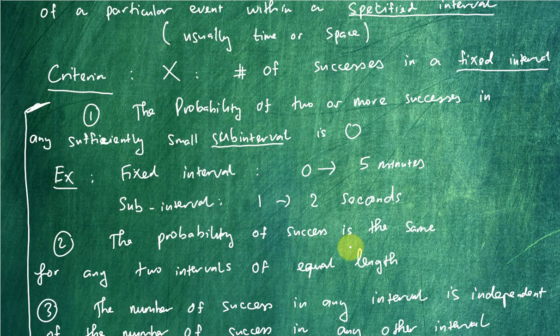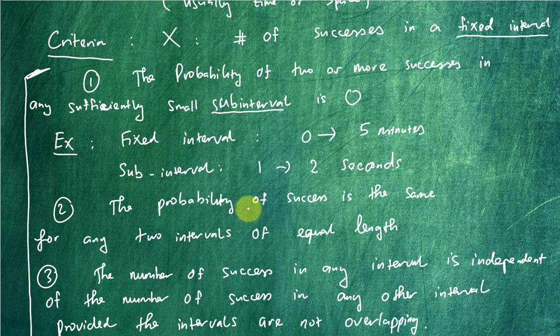And then the next requirement: the probability of the success is the same for any 2 intervals of equal length. So let's say that we have the interval from 1 to 2 minutes, and 2 to 3, and 3 to 4, and 4 to 5. Make sure that the probability of the success is the same for any 2 intervals of equal length here.